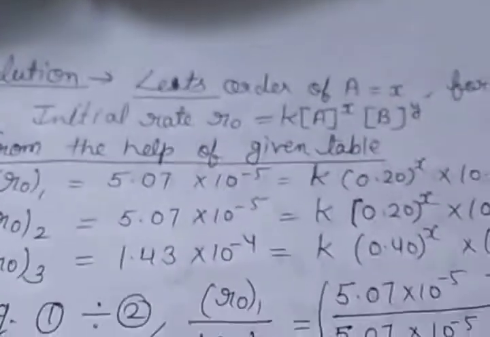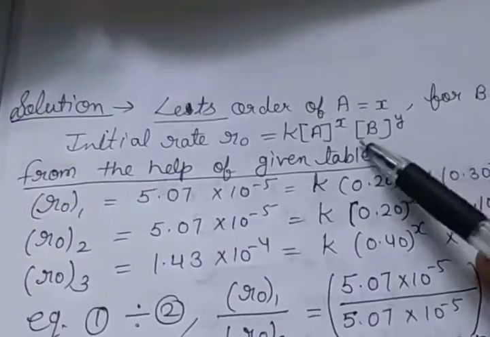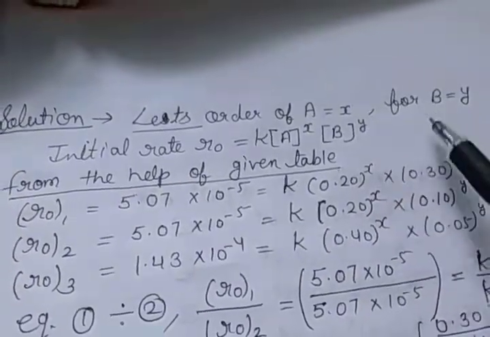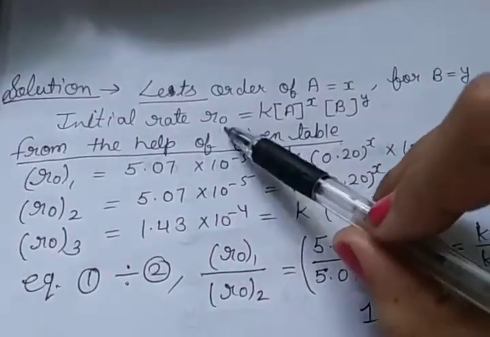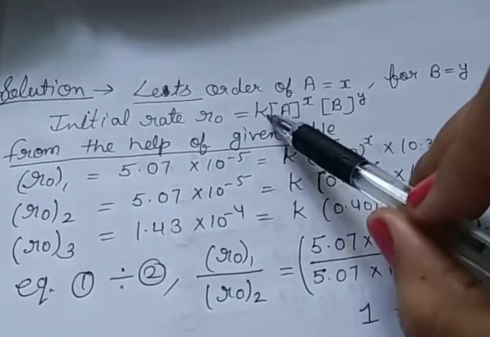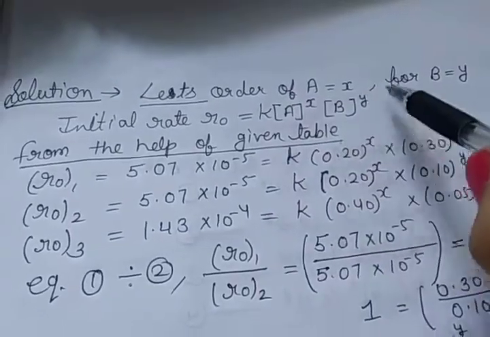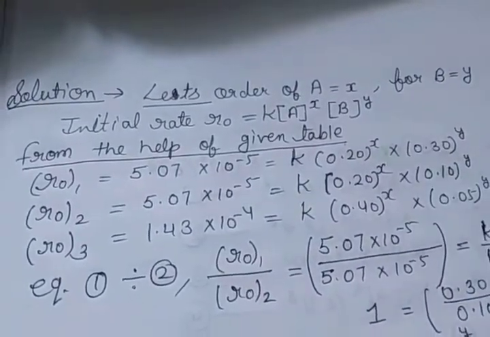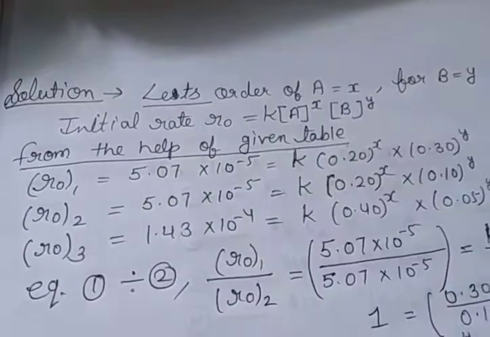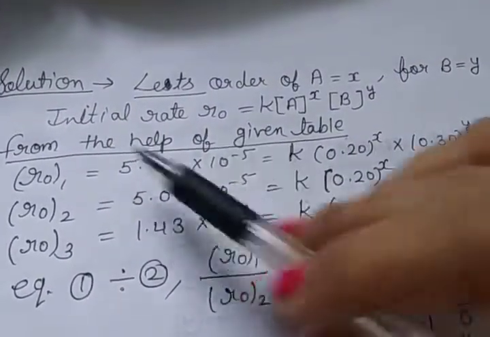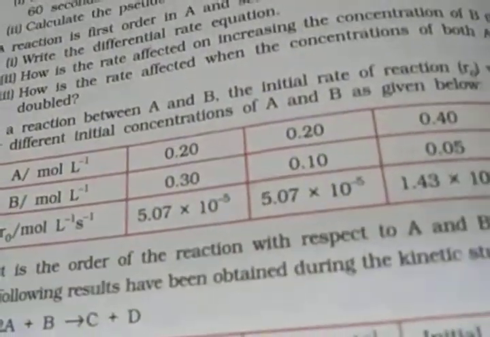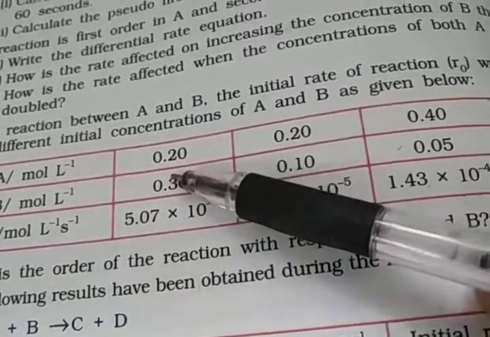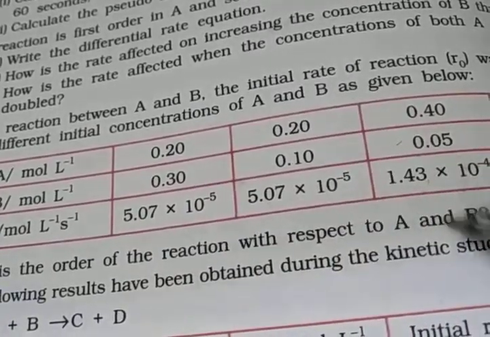So the solution is, let the order of A be equal to x and for B be equal to y. So the initial rate R0 is equal to k[A]^x[B]^y. So with the help of the given table, we take the values. So R value for first, because here three are given: 1, 2 and 3, R1, R2 and R3.